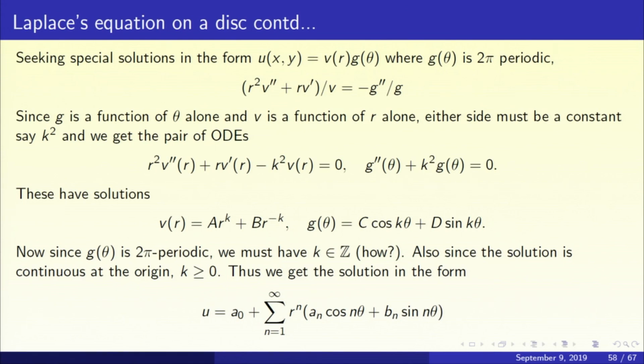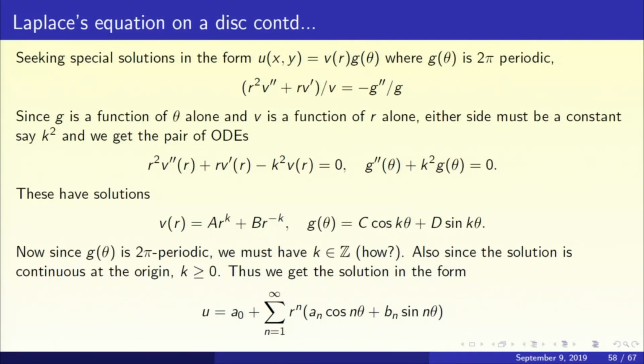So put these in the equation and you get the following result: r squared v double prime plus r v prime, all divided by v, equal to minus g double prime by g. But notice that in this equation, g double prime by g is a function of theta alone, whereas r squared v double prime plus r v prime by v is a function of r alone. The left hand side is a function of r alone, the right hand side is a function of theta alone. So both sides must be constant. Let us call the constant value k squared.